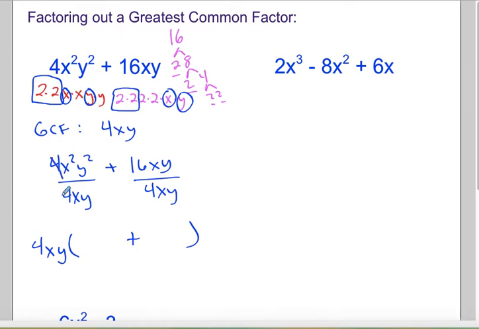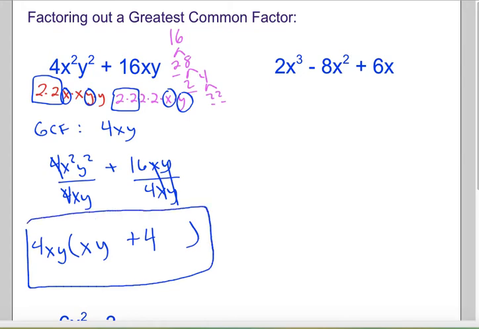4 divided by 4 reduces to 1. For the x's, there are more on top. There is 1 more on top. For the y's, there are more on top, 1 more on top. So that just leaves us with xy. For the second term, 16 divided by 4 is 4, and the x's are going to cancel, and the y's are going to cancel, and there's no letters. So the answer is 4xy parenthesis xy plus 4 for our factored form.